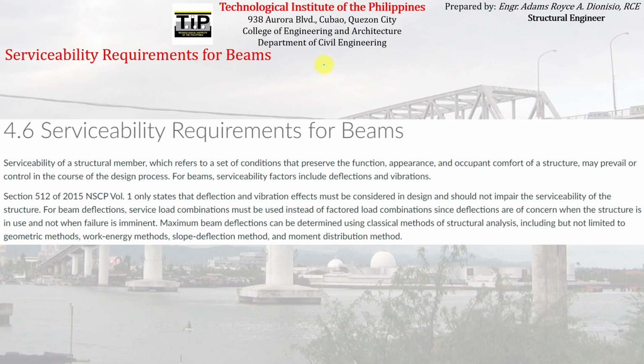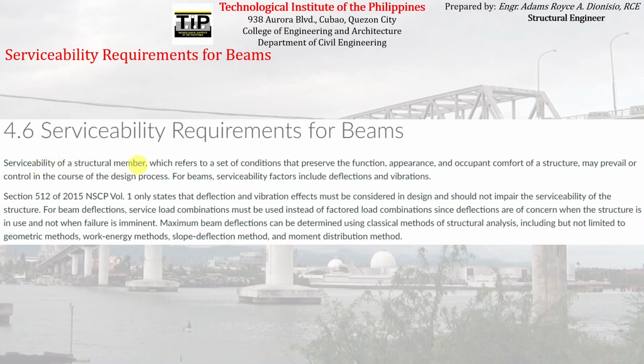So other than the flexure and the shear force, other than the bending moment and the shear force that we have considered on the previous topics, we also have to consider what we call the serviceability requirements for beams. We don't just want our beam to be able to resist flexure as well as shear stress, but we want our beam to also be serviceable. Okay, so what do we mean when we say serviceable?